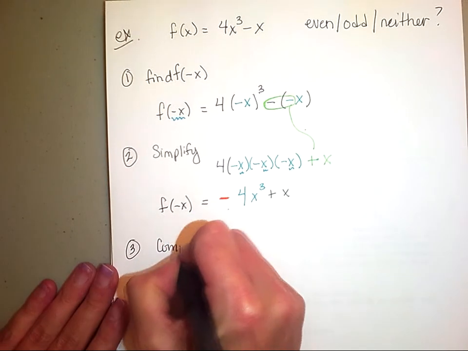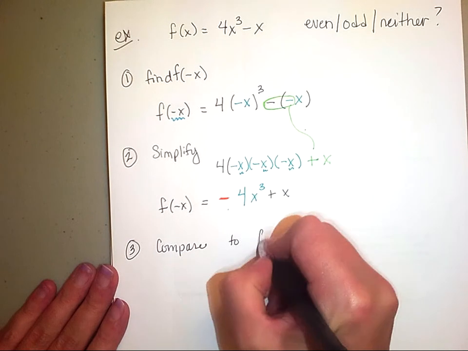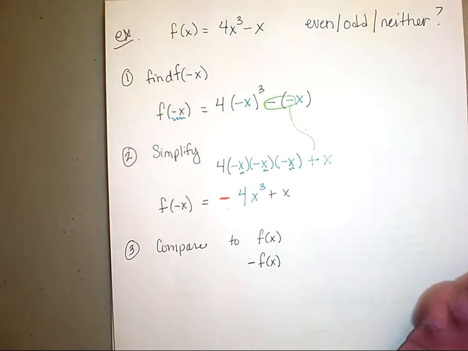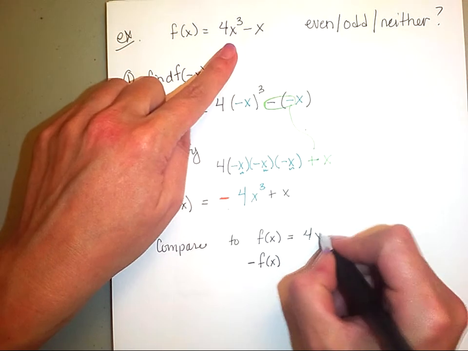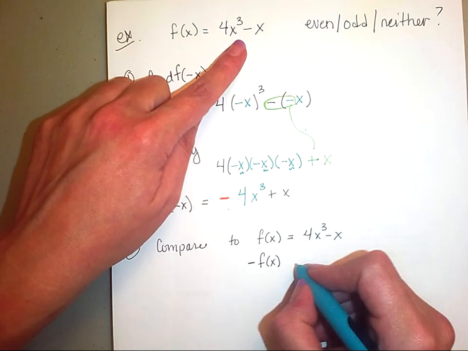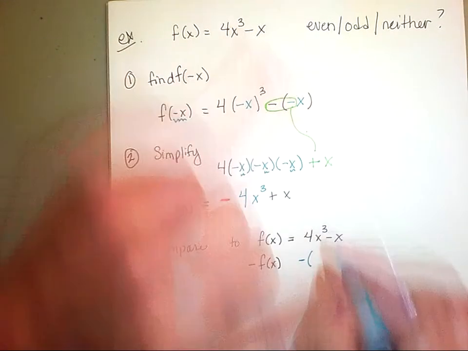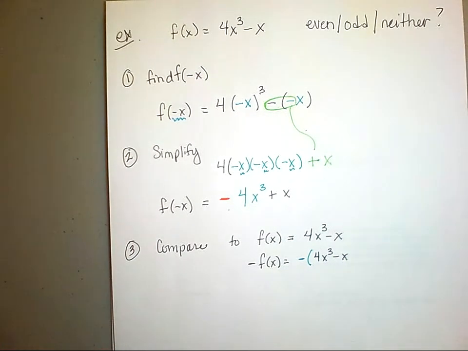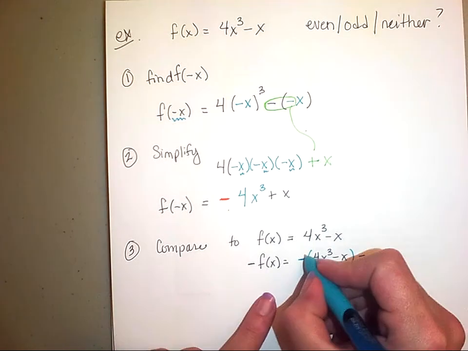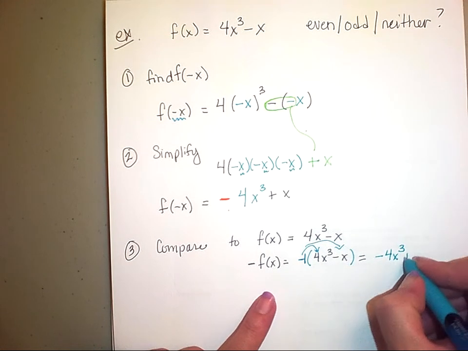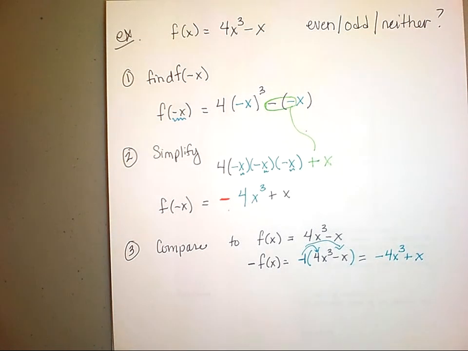Now we have to compare. And we have 2 ways to compare. We have to compare to the original function and to the opposite of the original function. So our original function is just 4x cubed minus x, and the opposite of the function is negative times the original, which we can simplify. Remember, this is like negative 1, and so we can distribute this through. So minus 4x cubed plus x.